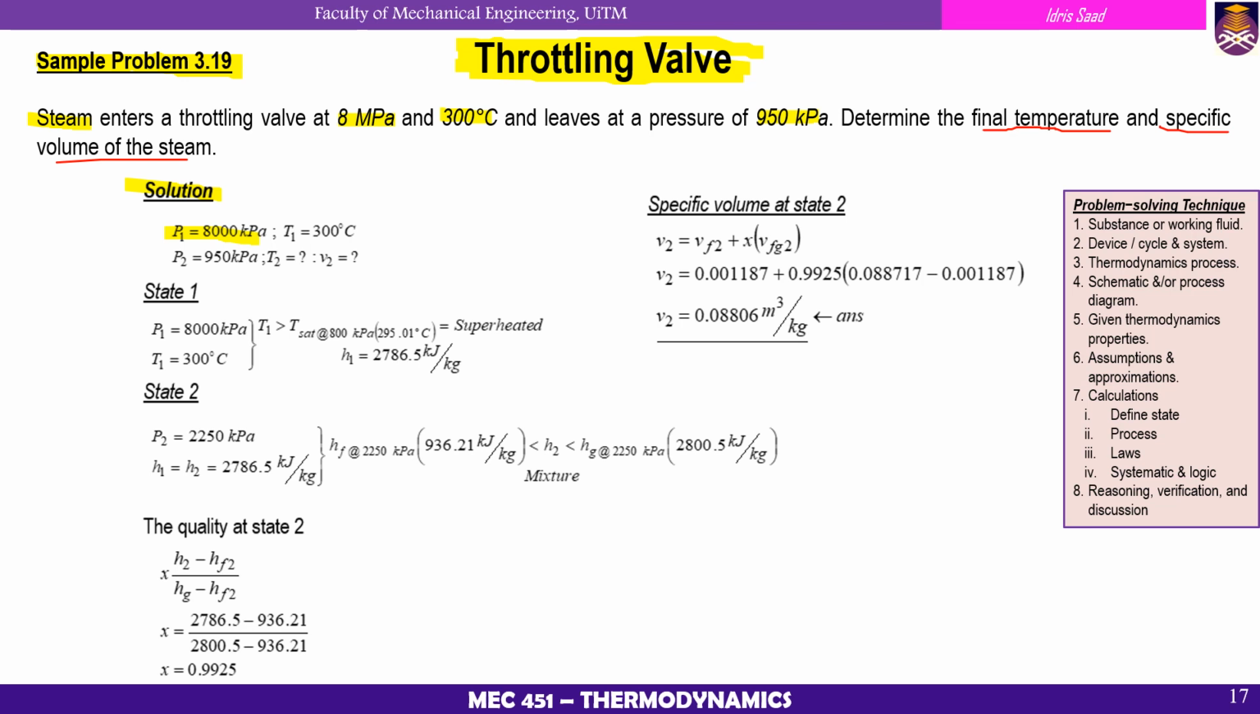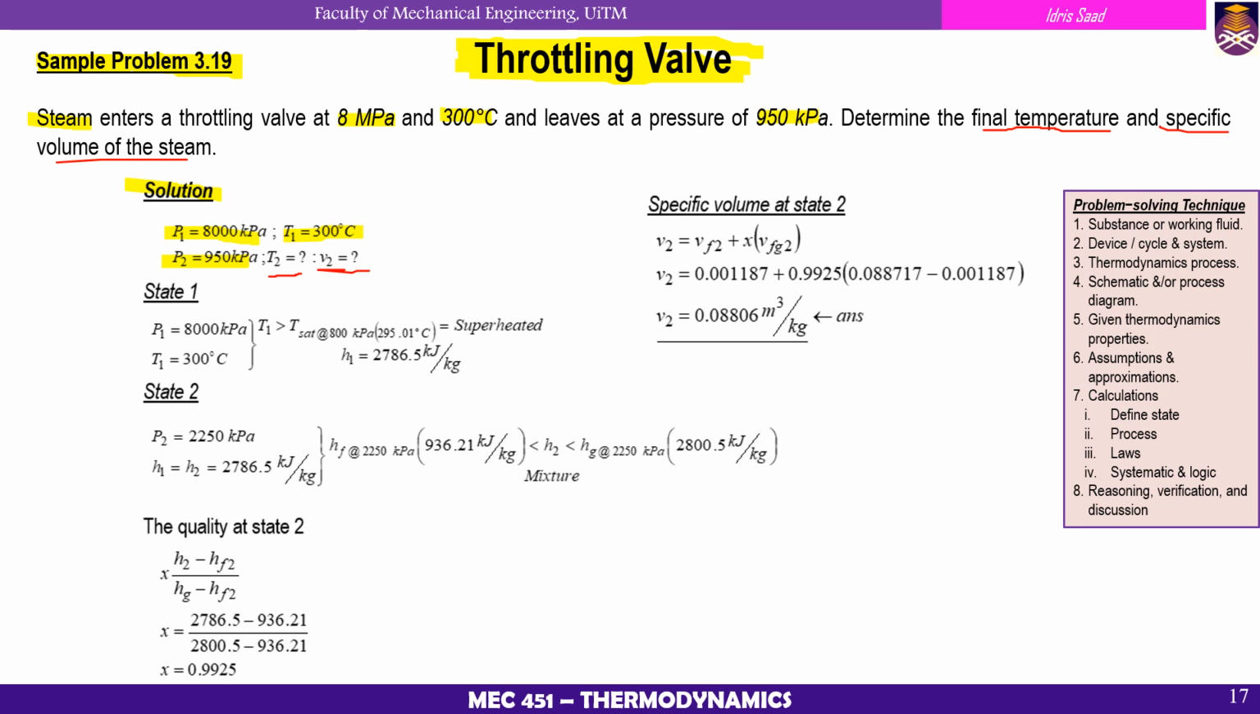8 megapascal is 8,000 kilopascal. T1 is equal to 300 degrees Celsius. P2 is equal to 900 kilopascal. And the question asks us to determine what is the temperature at the exit of the throttling valve and what is the specific volume at the exit of the throttling valve. Okay, we go one by one.